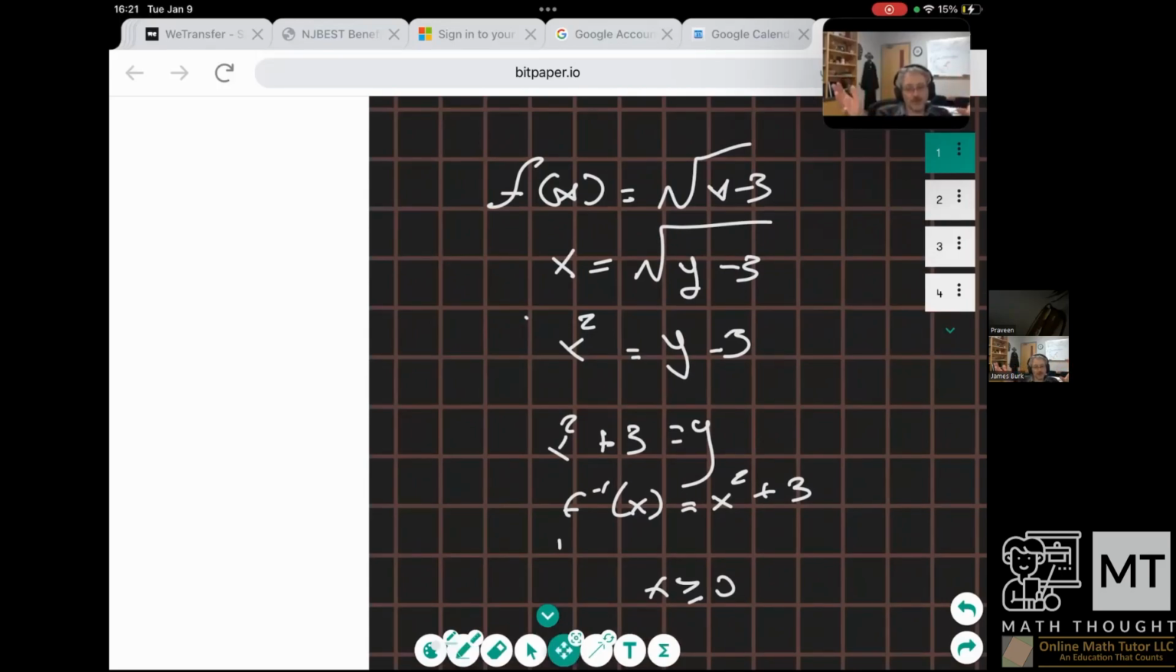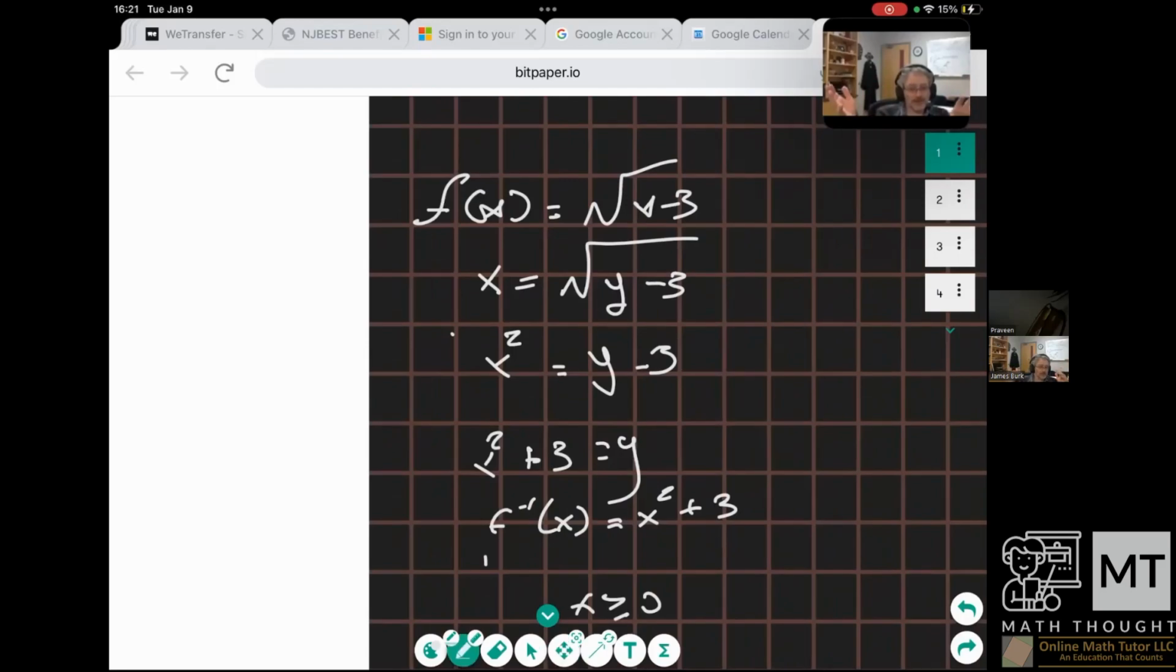Well, your range would be anything that's non-negative, so 0 to positive infinity. Your domain is anything that makes the radicand not negative. Good. So domain is anything that makes the radicand not negative. Right, so take the radicand, minus 3, and yank it out.